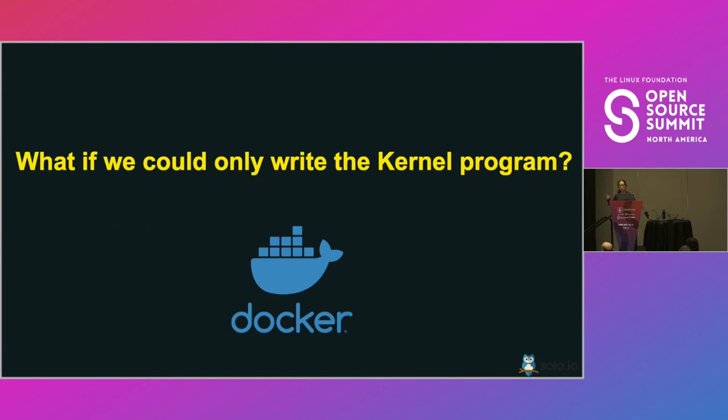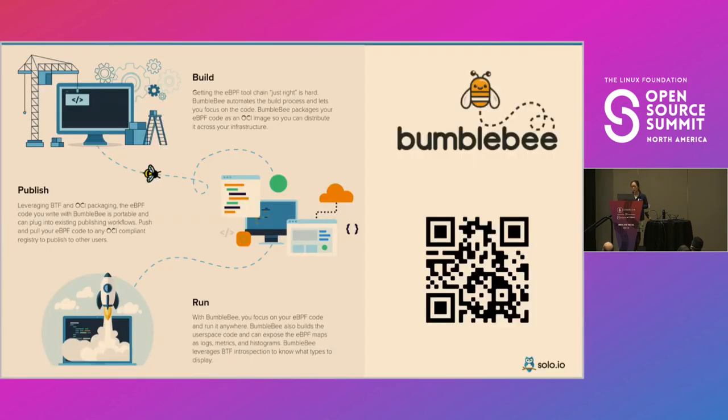So now this triggers a question, right? This user space, kernel space, what if we could only write the kernel programs? We don't have to worry about the user space. This is exactly what Bumblebee is. Bumblebee is an open source project. In fact, we are taking Bumblebee to CNCF as a sandbox project.